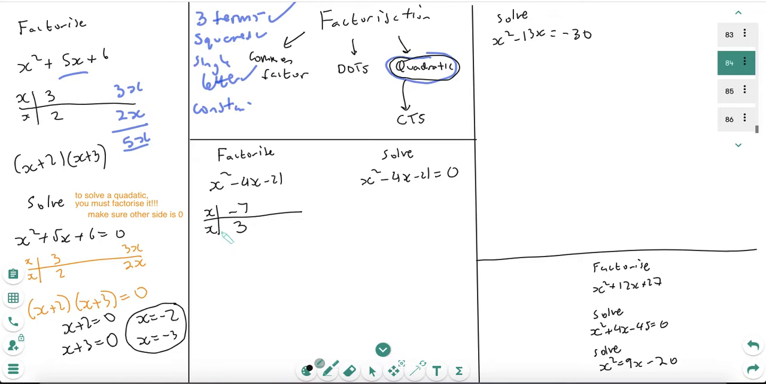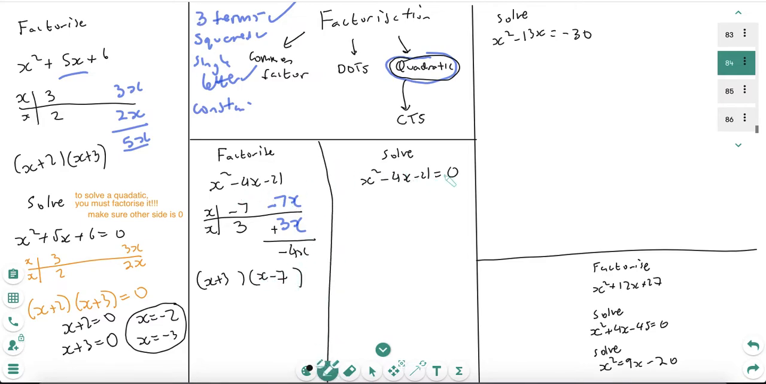Let's check that now. X times minus 7 is minus 7x. X times 3 is 3x. Minus 7 plus 3 is negative 4x. Cool. So minus 7 plus 3. So what we do, open up our brackets, and we combine diagonally. So x and positive 3, x and negative 7. And that's our answer. So now we have the same question, but we're asked to solve it.